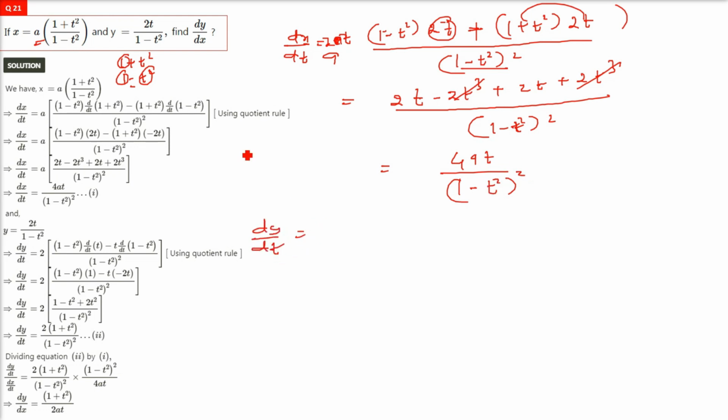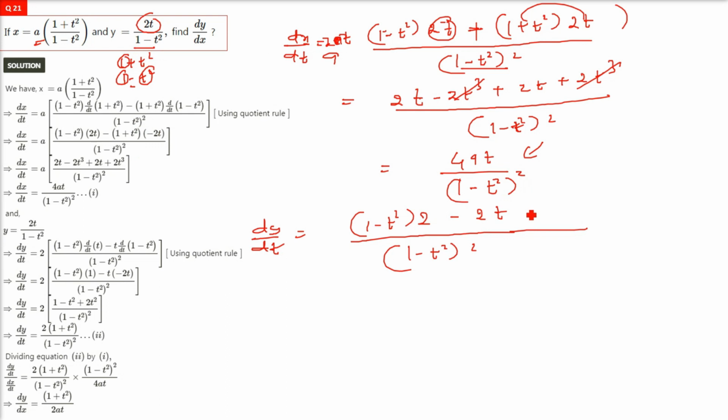So dy by dt is, and please remember this dx by dt has to be taken in the denominator once we finalize the answer. So I'm doing dy by dt now. 1 minus t square here, 1 minus t square in the denominator. Then we have 2t, differentiation is 2. Then we have 2t, 1 minus t square will be, 1 is 0 and negative will remain like this. So negative will become positive in between, and 2t. So 2 minus 2t square plus 4t square.